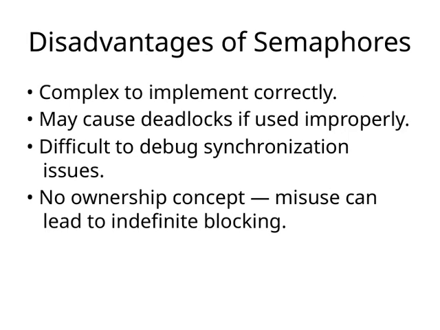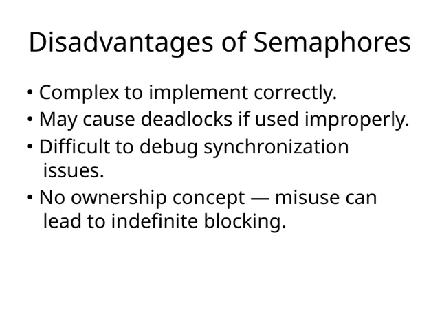Let's talk about some of the disadvantages of semaphores. First, they can be quite complex to implement correctly. This isn't just about writing code, but ensuring that the semaphore logic works perfectly in all scenarios. If not done properly, it can lead to serious issues. One major problem is deadlocks, which happen if semaphores are used improperly. Imagine a situation where two processes are waiting on each other to release resources. It can cause the system to hang indefinitely.